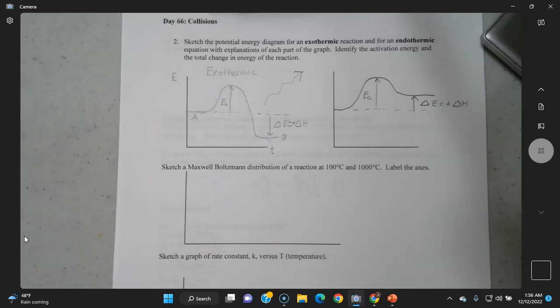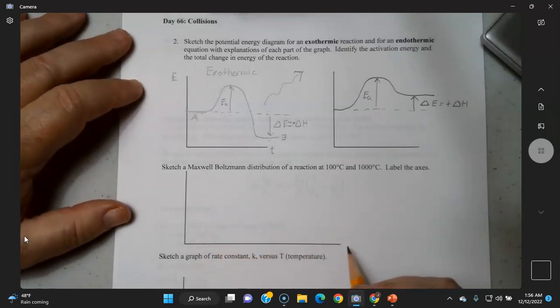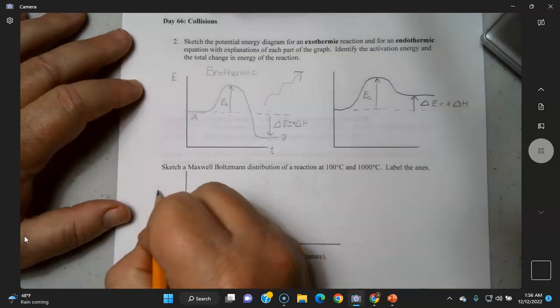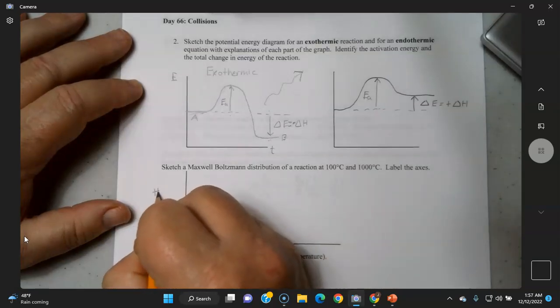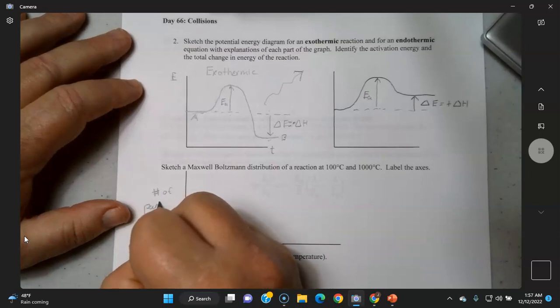Okay, sketch a Maxwell-Boltzmann distribution of a reaction at 100 and 1,000 degrees centigrade. So this over here is the number of particles. That could be atoms or molecules.